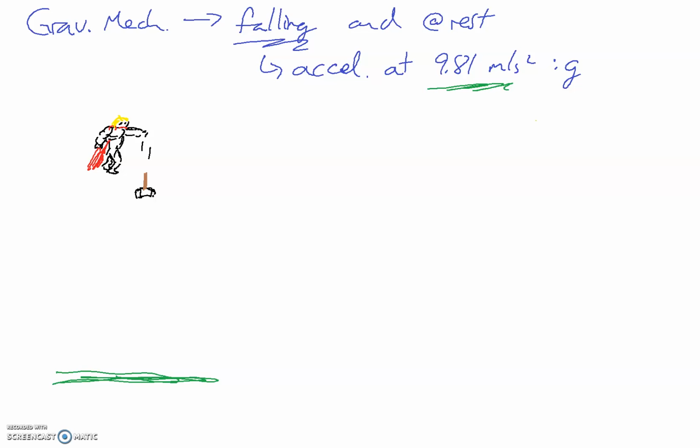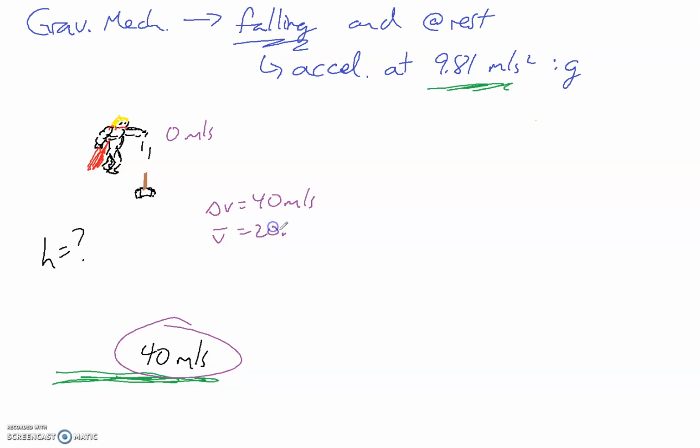Okay, and when it hits the ground, let's say it hits the ground going 40 meters per second. So, how far up was Thor when he dropped the hammer? Well, let's just piece some things together. Again, this is basic mechanics type stuff. We know it hits going 40 meters per second. Here it was going 0 meters per second. So it went from 0 to 40. So the change in V was 40 meters per second, and the average V would just be 20 meters per second. And we can use that in our basic kinematics in order to figure out how far up he was.